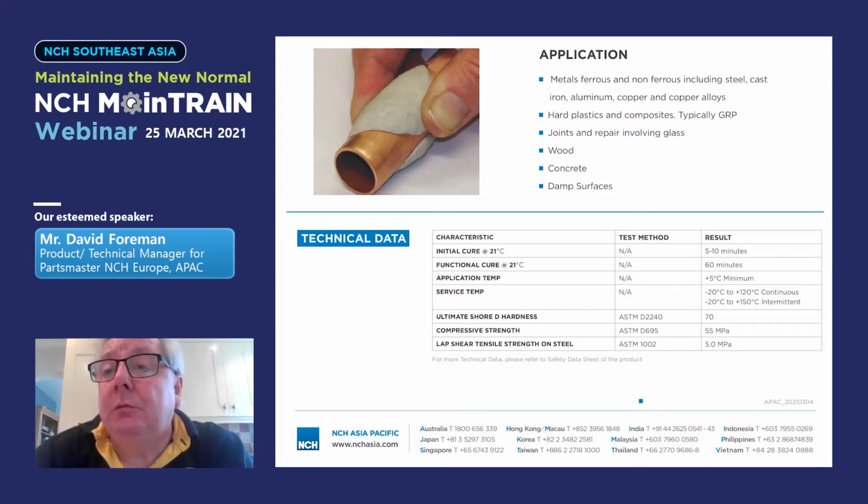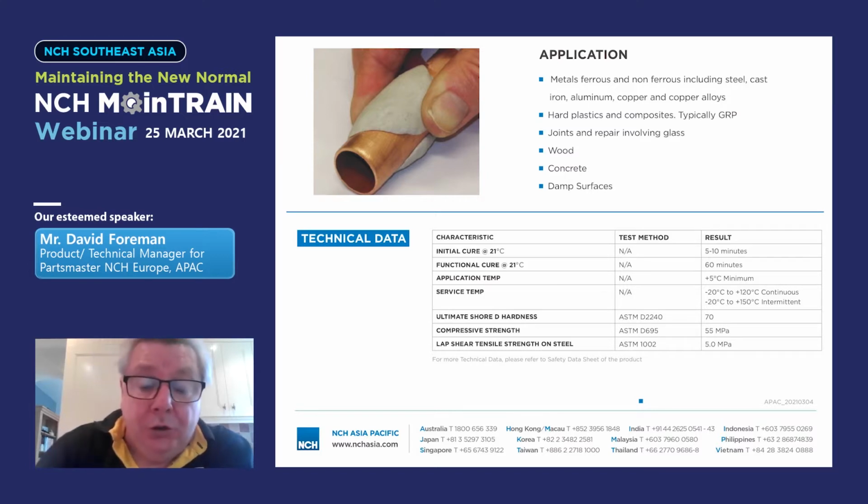Okay, so why have two? What's the difference between this product and Aquastick? Aquastick uses exactly the same technology, the same principle as I've explained. The main difference, though, is it can cope far better with very damp surfaces. Okay, so much so it can even be applied on applications which are fully submerged.